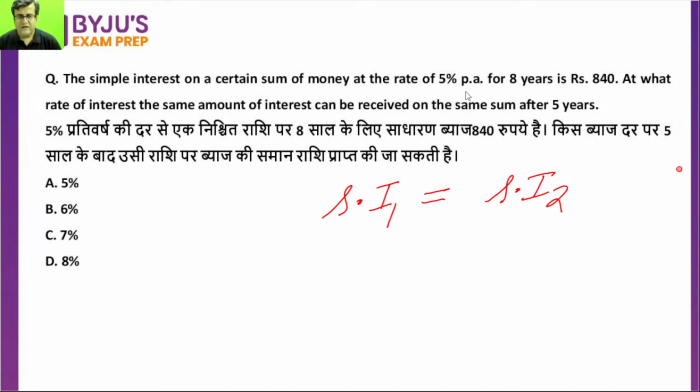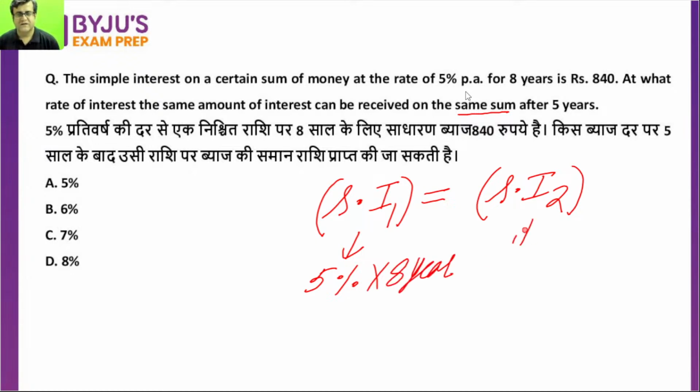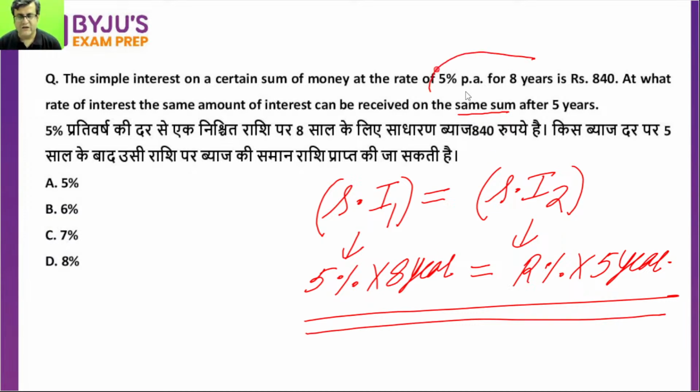Interest on first, interest on second is equal. In the first case, whatever the interest is, the second case interest should be the same. As we know, same sum they are saying, principal is equal on both sides. As the rate is 5%, time is 8 years. In this case, rate you do not know, but time is 5 years. How much rate should be there? Because here you are getting 40% as the interest, here also you should get 40%.